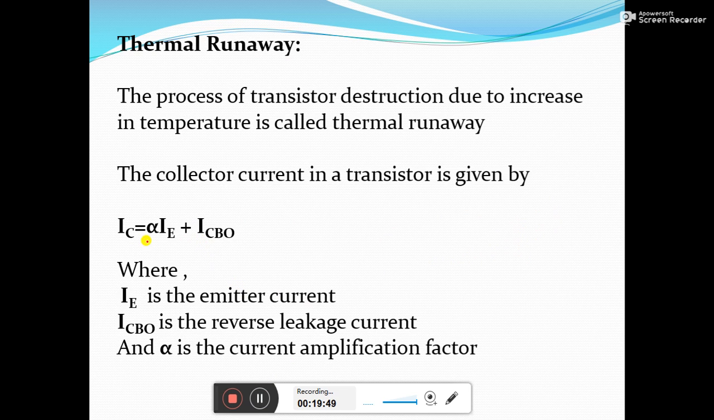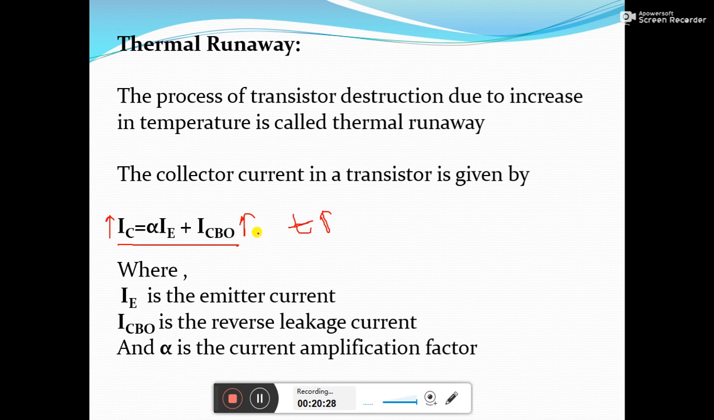So in the reverse bias condition, in the collector to base junction, as we apply more and more reverse voltage, the temperature is going to rise. As the temperature rises, this ICBO also rises. Since ICBO is getting raised, IC, that is the output current, the collector current, will also rise. So with the increase in IC, again the temperature rises. With the increase in temperature, ICBO again rises, which corresponds to an increase in IC again.